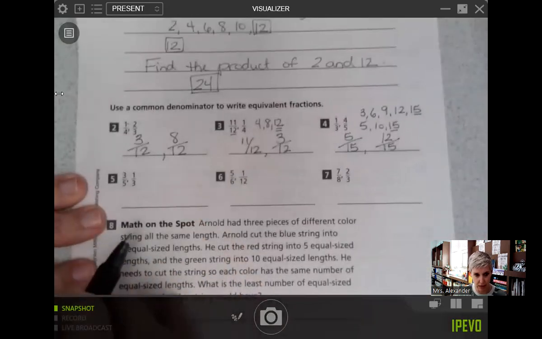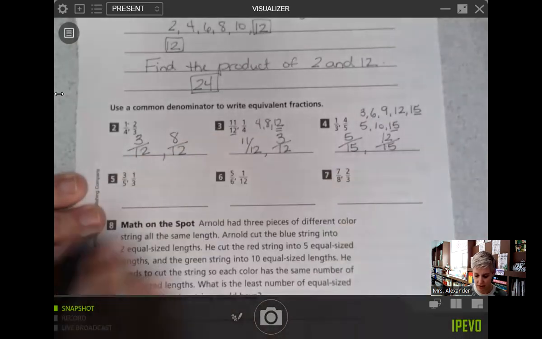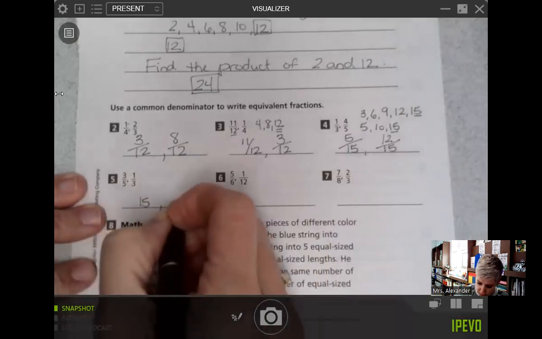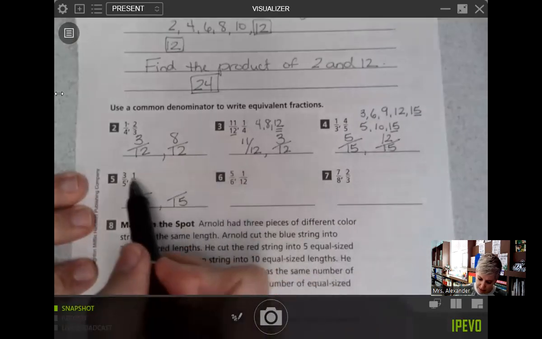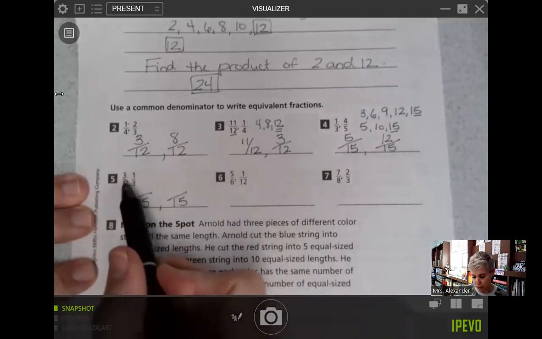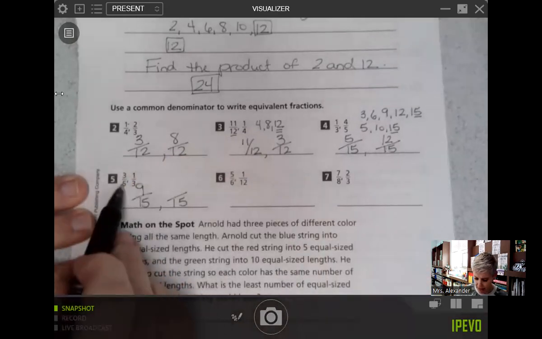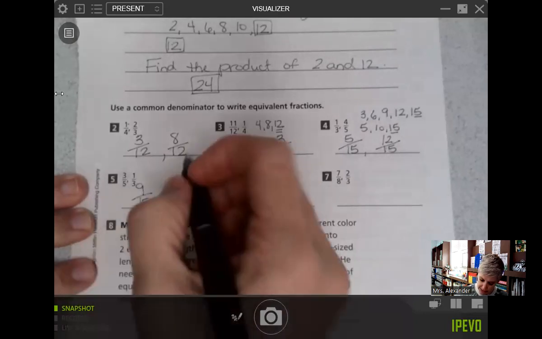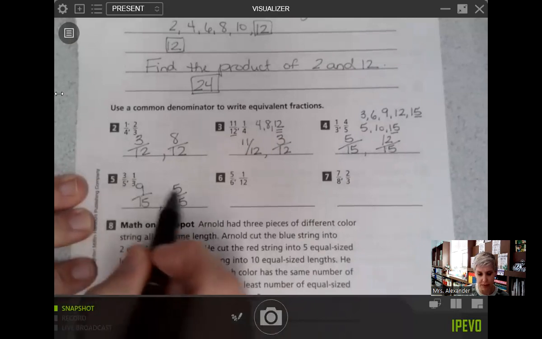3/5 and 1/3. I just did fifths and thirds over here. I'm going to look back at that. I'm still going to use 15 as my common denominator. That doesn't change, but now I have 3/5. So 3/5 would be the same as 9/15: 5 times 3, 3 times 3. 1/3 would be the same as 5/15: 3 times 5, 1 times 5.